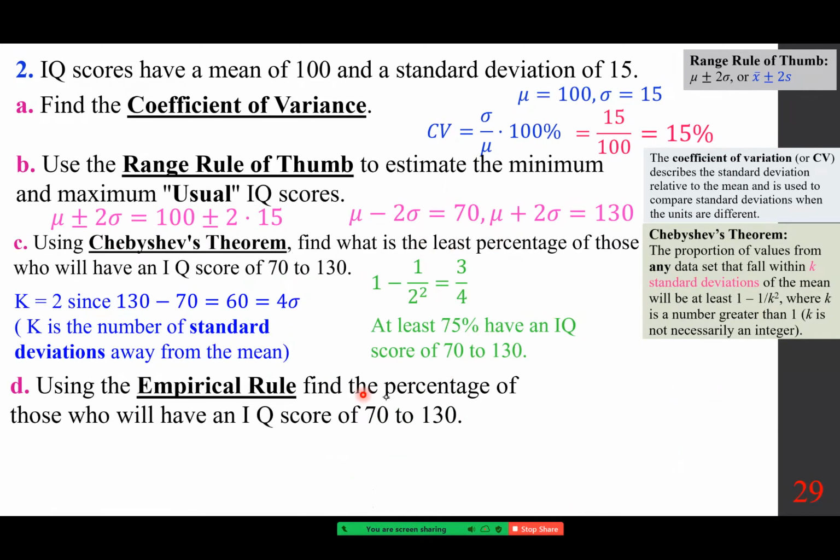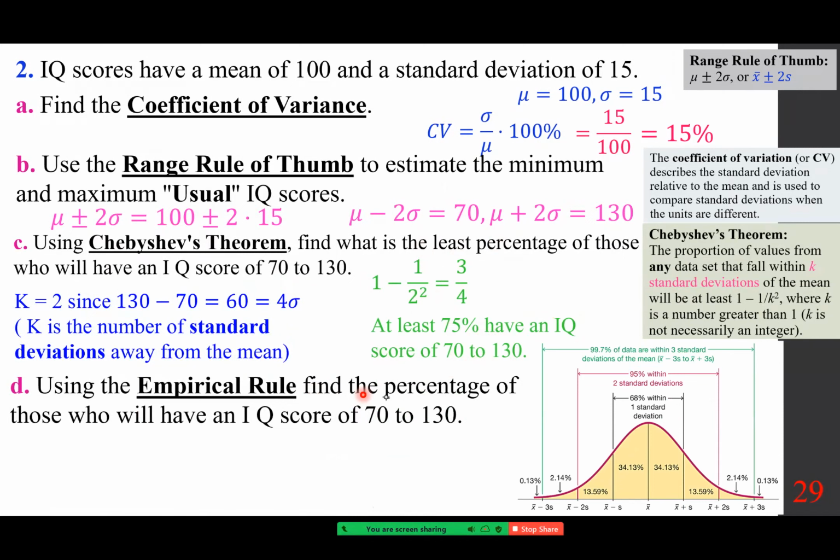As far as the empirical rule is concerned, first let's look at this graph. When we start from the mean and we go only 1 standard deviation on each side, it covers about 68% of the data, if it's a normal distribution or bell curve. If we start from the mean and we go 2 standard deviations on each side, take a look. It covers about 95% of the data.